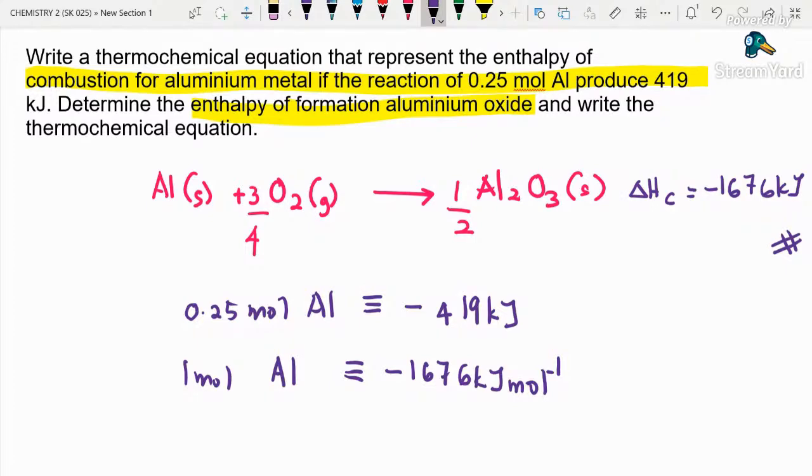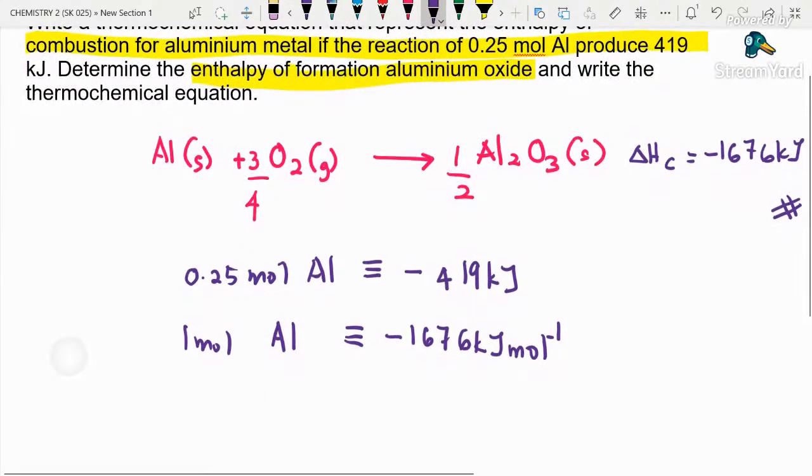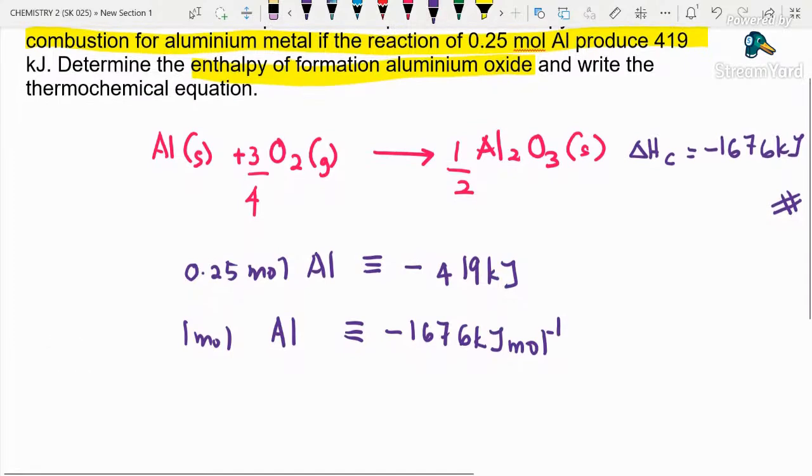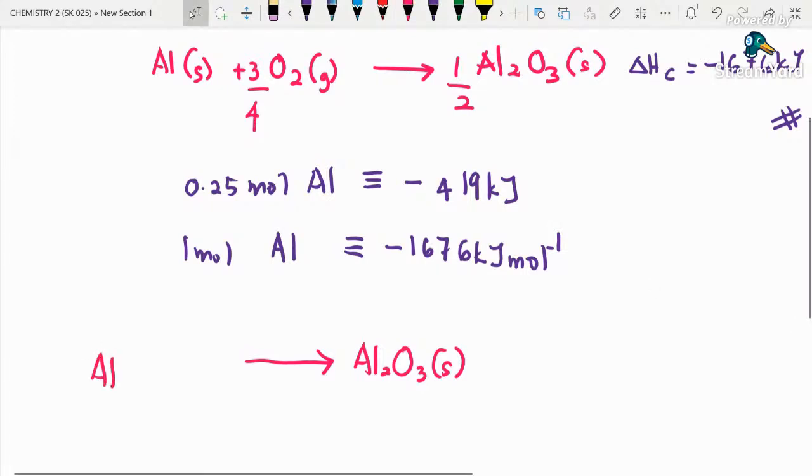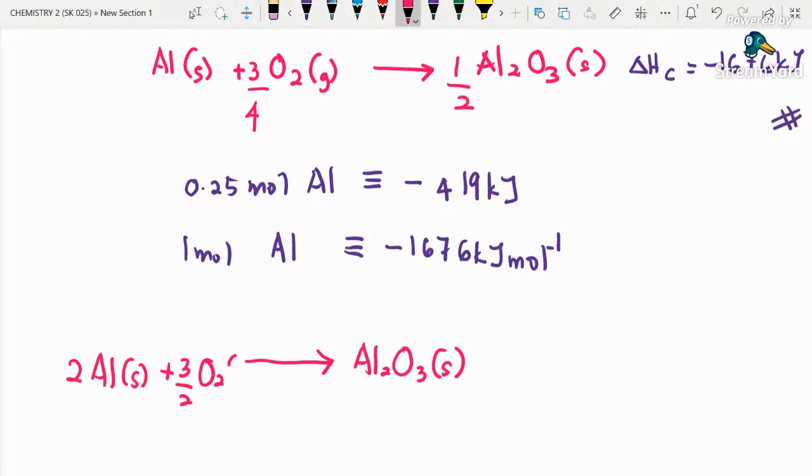And then we want to answer the enthalpy of formation of aluminium oxide. Based on the definition, the enthalpy of formation of aluminium oxide means 1 mole of aluminium oxide formed from its elements. The element is aluminium, not necessarily 1 mole: 2 moles of aluminium plus 3/2 mole of oxygen. So what is its delta HF?